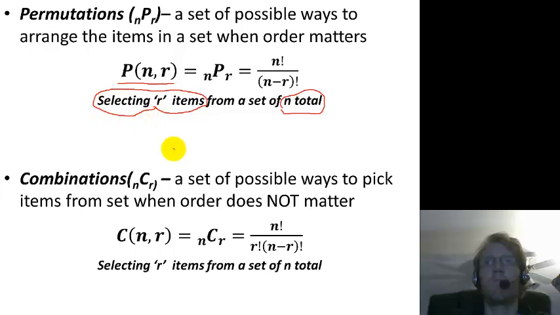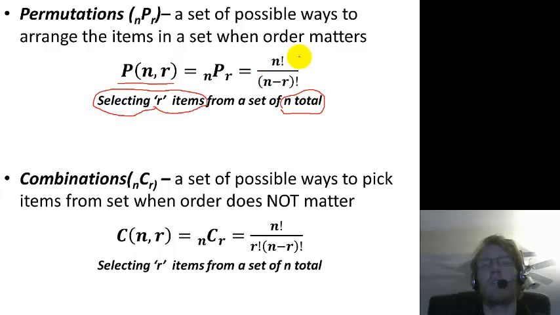So for example, if you have 10 friends and you can only take 3 of them with you on a trip, then r would be pick 3, and n would be the total 10. So 10 pick 3 is how you pronounce it. So n pick r, 10 pick 3 for this example.